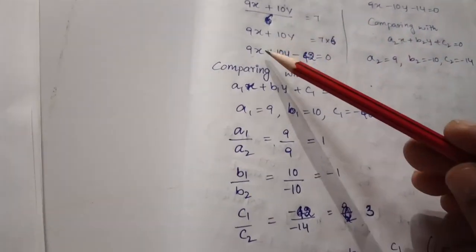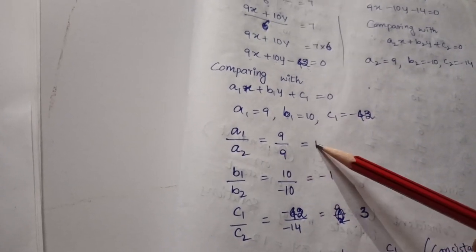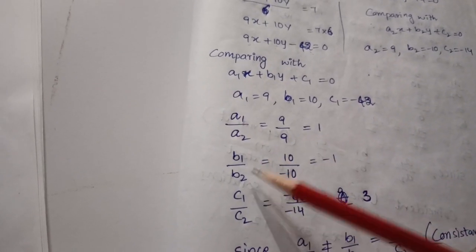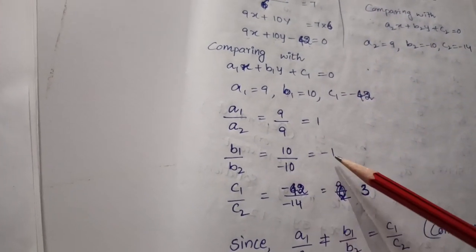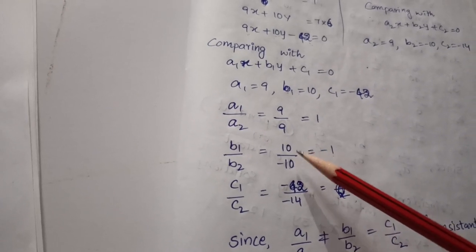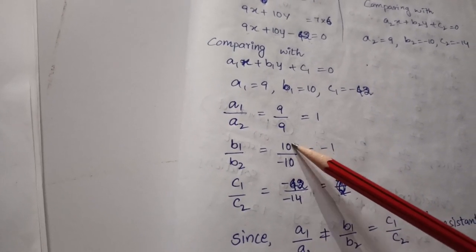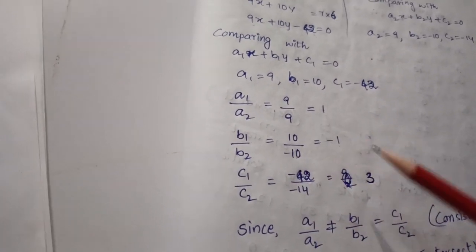a1 by a2. a1 is 9, a2 is 9. So 9 by 9, that value is 1. Next b1 is 10, b2 is minus 10. 10 by minus 10, that value is minus 1. 10 ones are 10. So 10 and 10 cancel, 1 remaining. Minus, always write in the numerator, so minus 1.